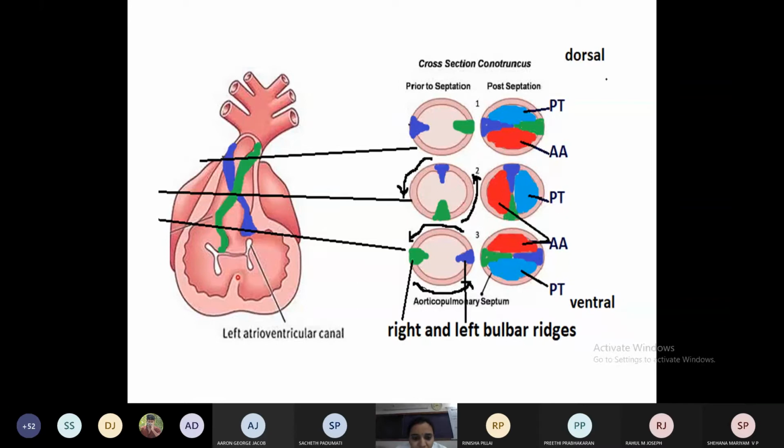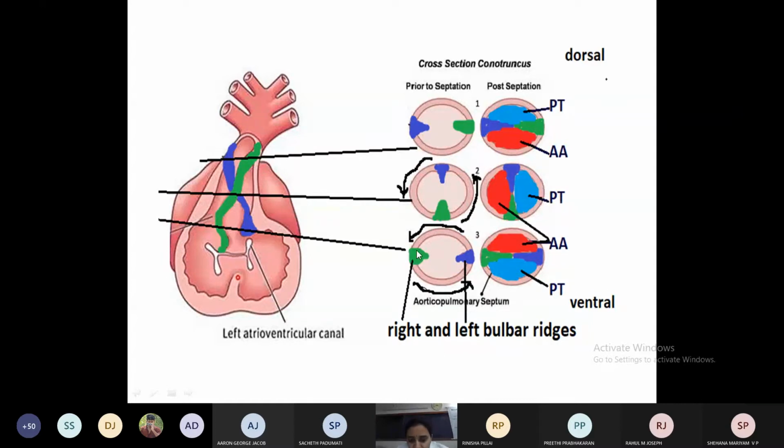So this is a more frontal plane which we have taken. The section is taken in a more frontal plane. We can see the bulboventricular loop. This is the atrioventricular canal which is divided into left atrioventricular canal and right atrioventricular canal. This is a bulboventricular loop.